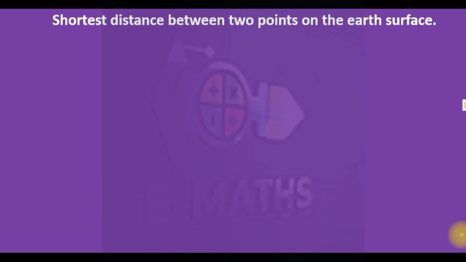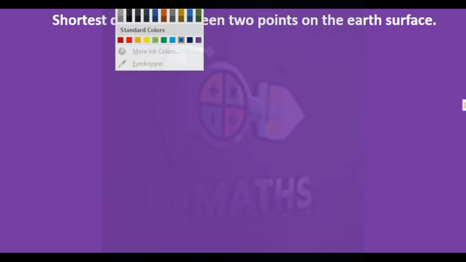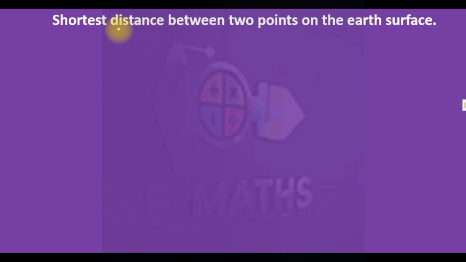Okay, welcome to the last part of longitude and latitude. The subtopic is the shortest distance between 2 points on the Earth's surface. What if I tell you that the shortest distance between 2 points on the Earth's surface is the distance along the Great Circle?